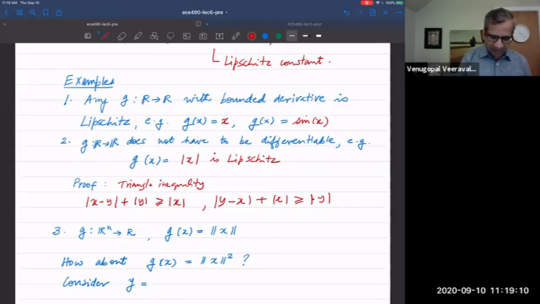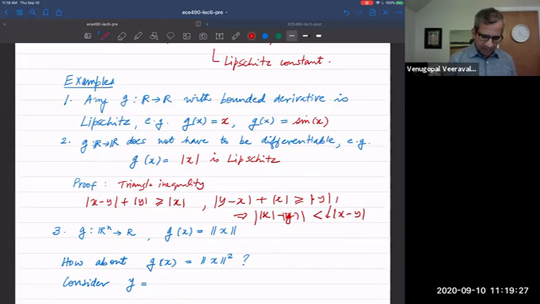Okay, and it's Lipschitz with Lipschitz constant 1. So basically, this implies that the absolute value of x minus the absolute value of y, in absolute value, is less than the absolute value of x minus y. And this constant here is 1. So that's why this is Lipschitz with Lipschitz constant 1.